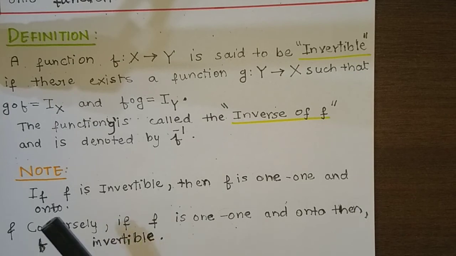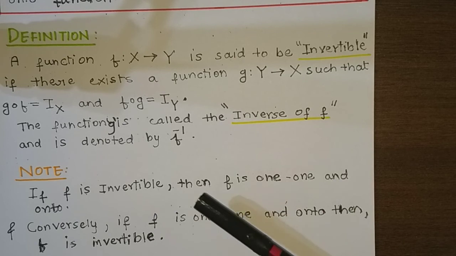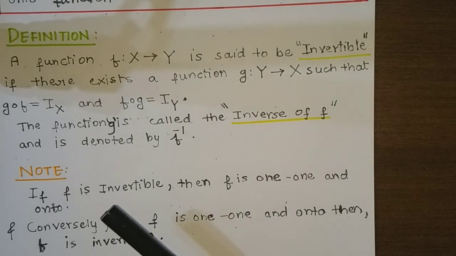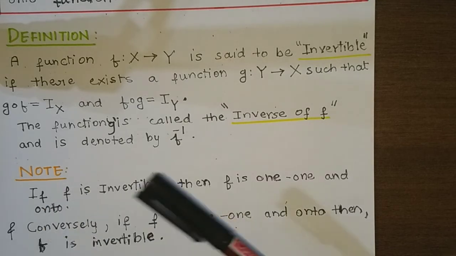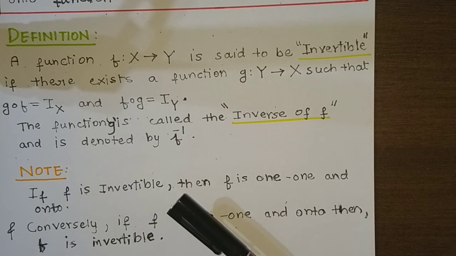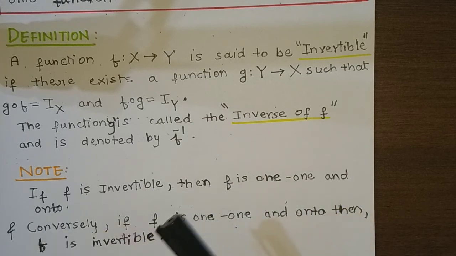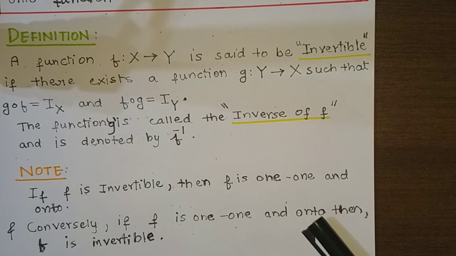Now one thing you have to note here, if f is invertible then f is 1 1 and onto. That is the first thing you have to note. So if f is invertible then f will be 1 1 and onto. And conversely, if f is 1 1 as well as onto, then f is invertible.